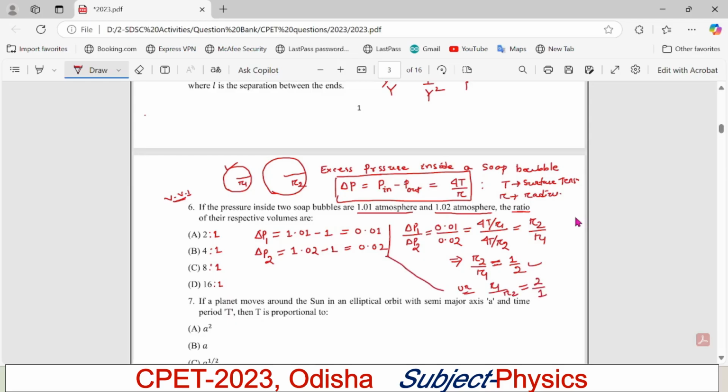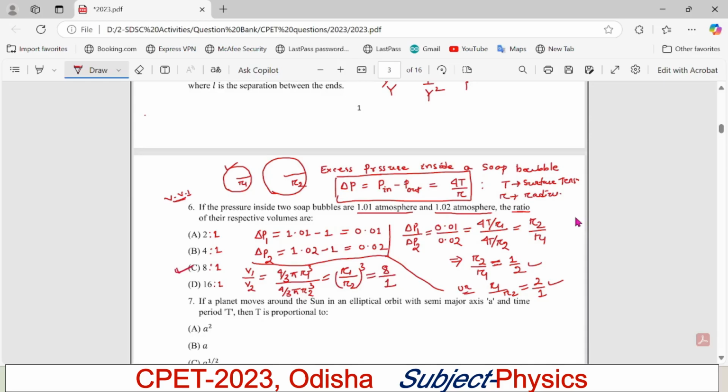Okay, now we are going to find the ratio of their volumes, that means V1 by V2. V1 by V2 is 4 by 3 pi R1 cube by 4 by 3 pi R2 cube. So here we get R1 by R2 whole cube. R1 by R2 we found is 2:1, so this will be 8:1. So the answer is C.